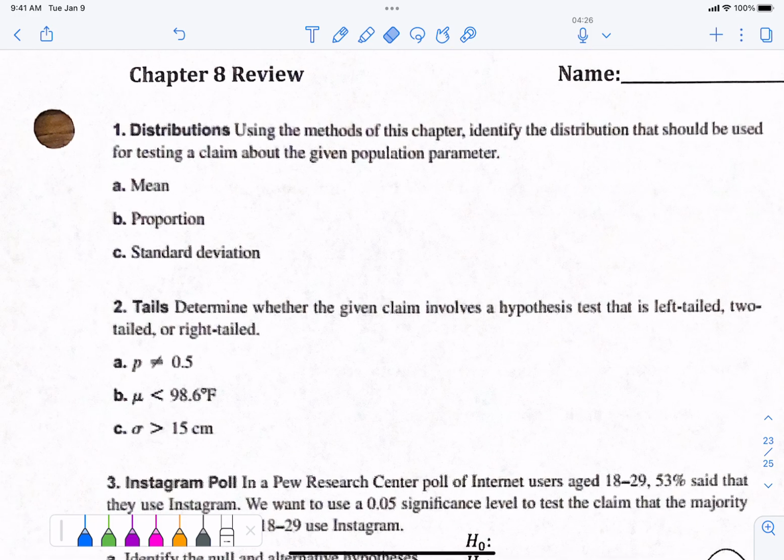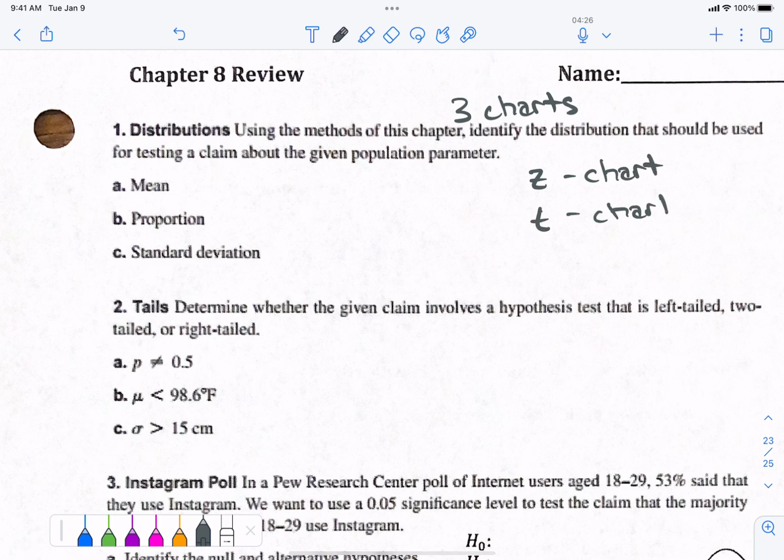The first couple questions, they're like, what is it even asking? Okay, using the method of this chapter, we have 3 different charts that we are using, okay? The charts are the Z chart, the t-chart, and the chi-squared chart. Okay? Do you know which one is which? Yes. If you don't, you better catch up.